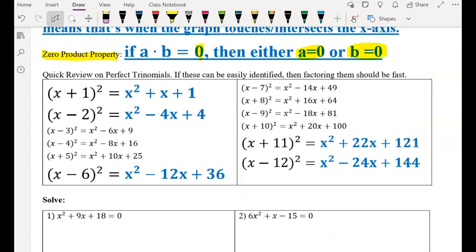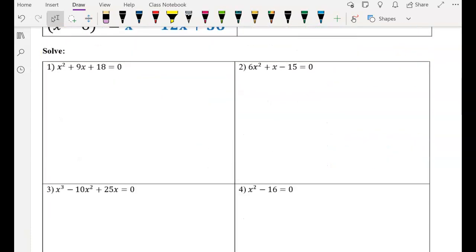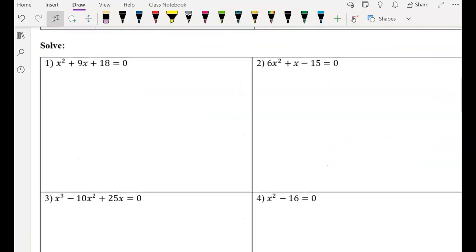Now, you guys already kind of went over the perfect trinomials here. So if you could take a minute to fill out the blank lines for the perfect trinomial, that would be great, okay? So we're going to go up and do some examples.